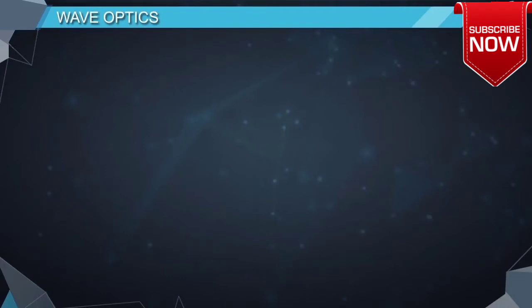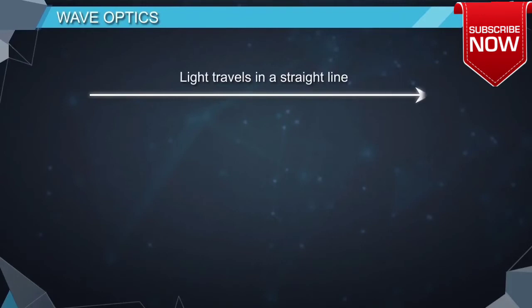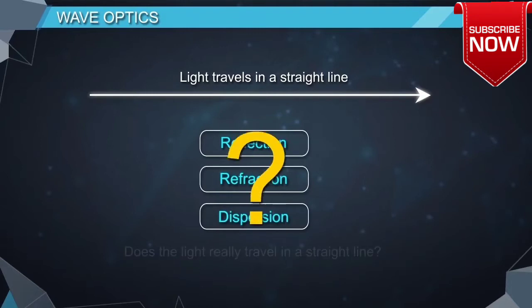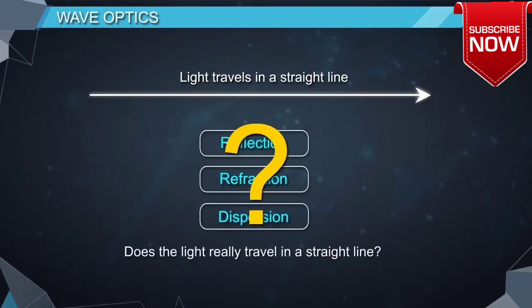Wave optics. In the previous chapter, ray optics, by assuming that light travels in a straight line, we easily explained the concepts of reflection, refraction, and dispersion. Now, the question is, does the light really travel in a straight line?